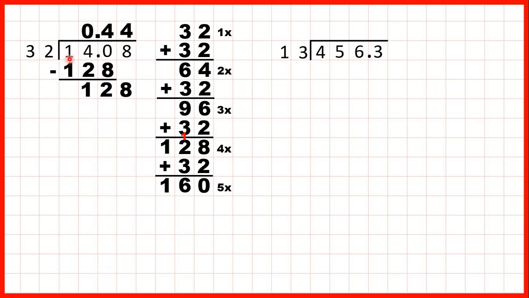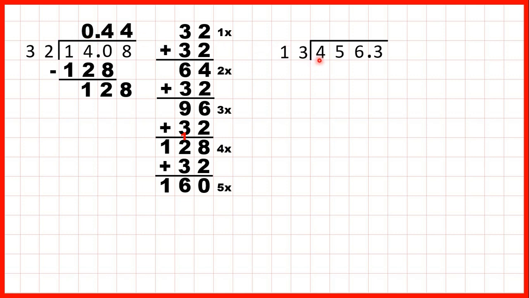And notice 14.08, though it has more digits, is actually less than 32. And if the dividend is less than the divisor, we'll always get 0 point something as our answer. So you can divide a smaller number by a larger number, but when you do that, you'll always get an answer of less than 1.